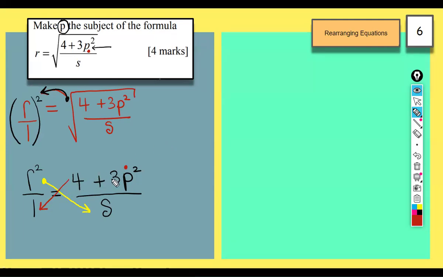So 4 plus 3p squared multiplied by 1. Anything times 1 is itself. So you get 4 plus 3p squared. You put your equal sign. And then you cross multiply the other diagonal. R squared by S is just R squared S or SR squared. Any way you want to write it, the S could come first.